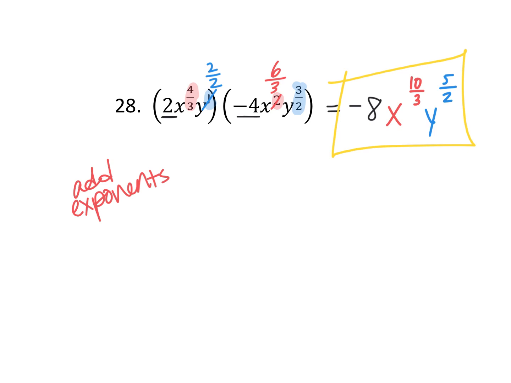Okay, does that seem right? So I made common denominators by changing the 1 over to 2/2, and 2 is the same thing as 6/3, so I could add those, but they have the same base. I don't care if you use a calculator or not, you just have to know what rule to use and you need to apply it, okay?